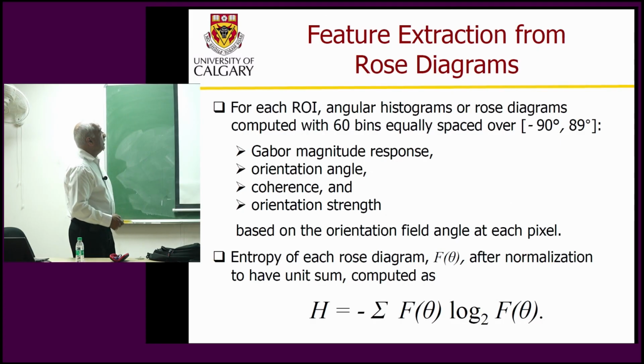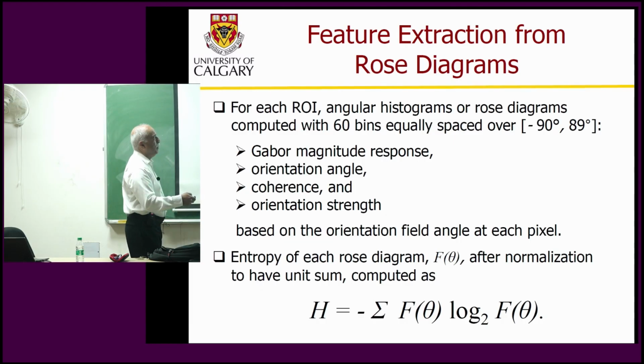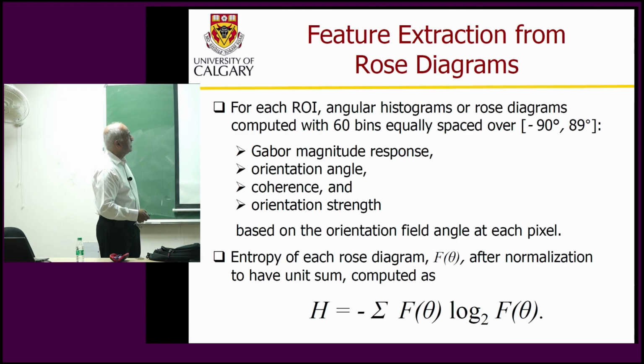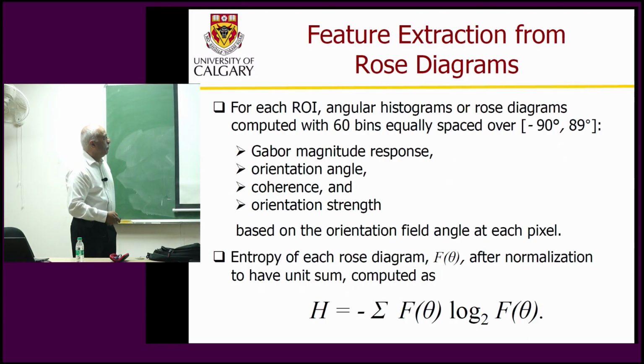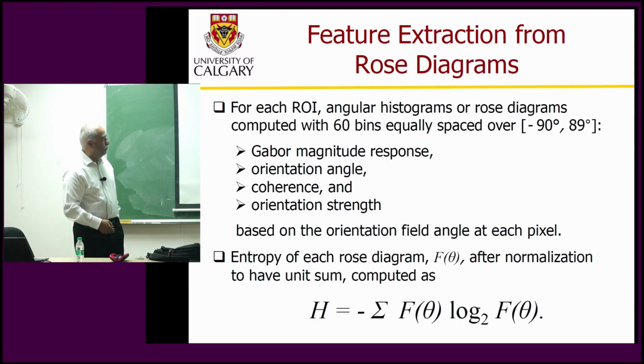So for each ROI, angular histograms or Rose diagrams were computed with 60 bins, from -90 to 89 degrees, from the Gabor magnitude response, orientation angle, coherence, orientation strength, what I showed, based on the orientation field angle at each pixel. The entropy is, as you have seen before, now over angle, f(theta) log f(theta), after normalization.